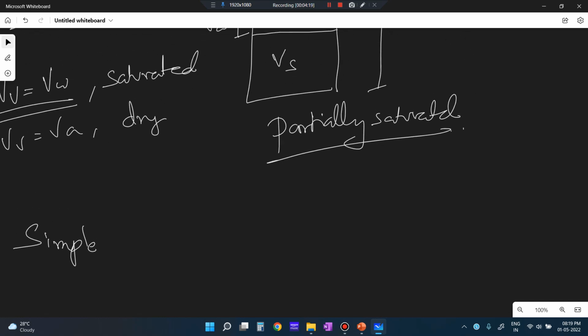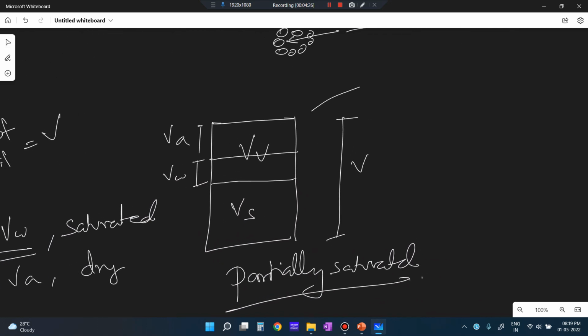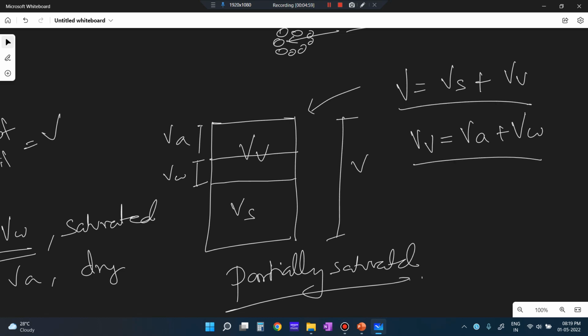Now there are some simple definitions which we must know. Oh, before that, I forgot. From this diagram, we can say the total volume of soil is equal to the volume of soil solids plus volume of voids, and the volume of voids is also equal to the volume of air voids plus volume of voids occupied by the water. Okay, the volume of water and the volume of air. These diagrams are known as phase diagrams.